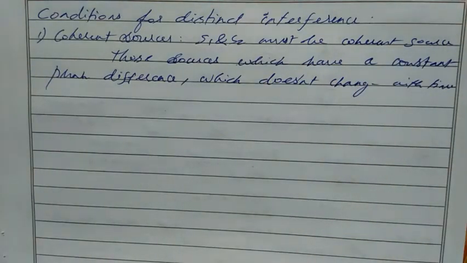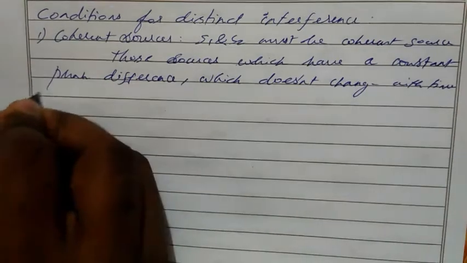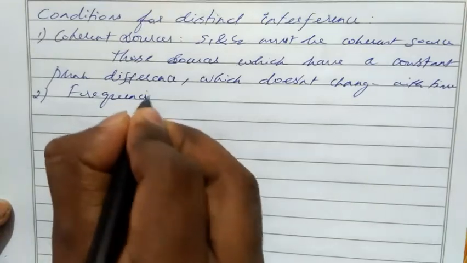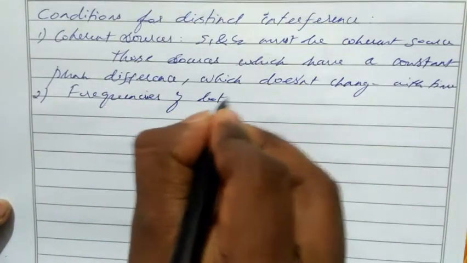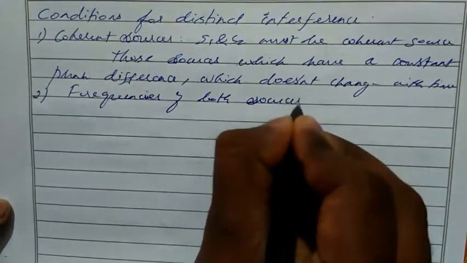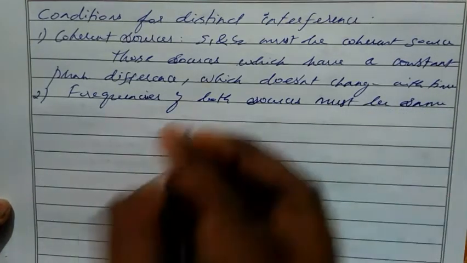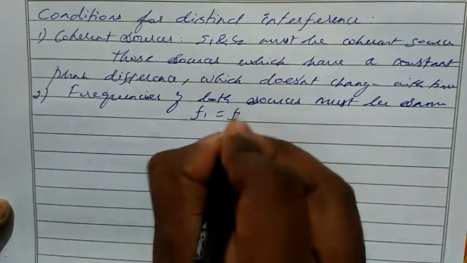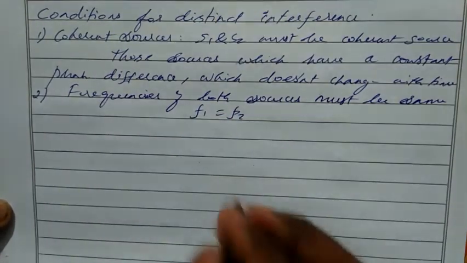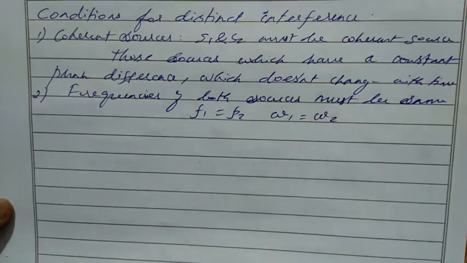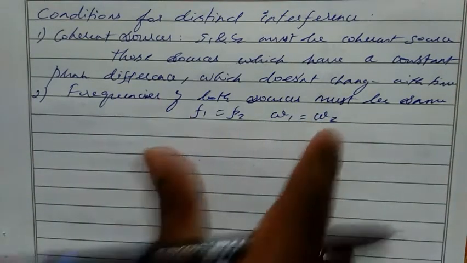Okay, so it should have a constant phase difference which should not change with time. Then the frequency of both sources must be the same. So F1 should be equal to F2. If F1 is equal to F2, then omega 1 is also equal to omega 2, the angular velocity. So the phase will be equal here.